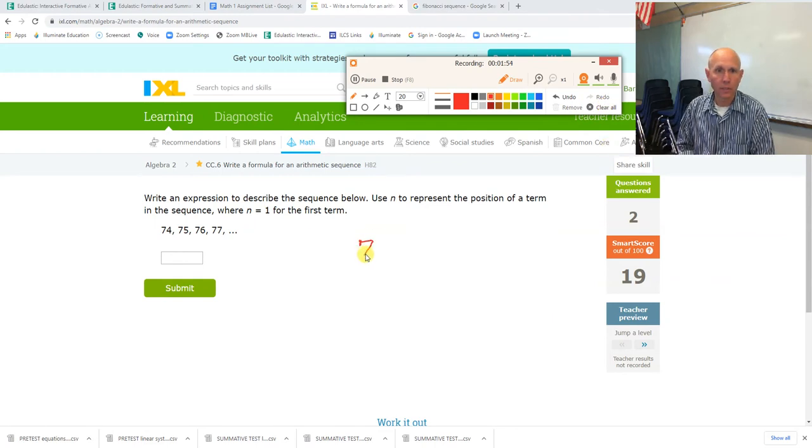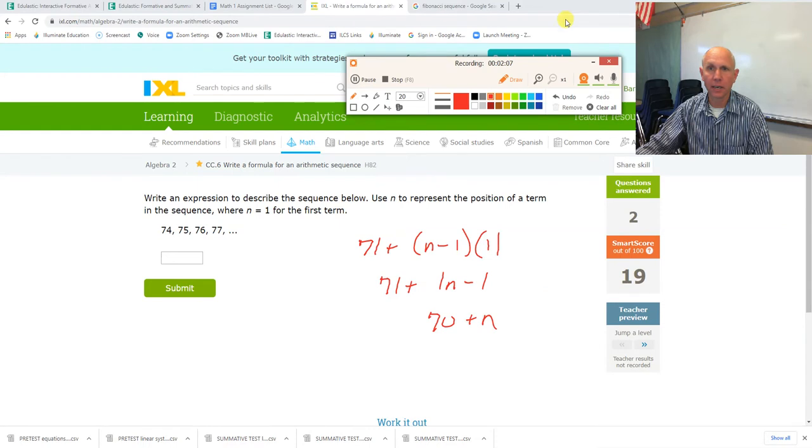Those are going to cancel, so it's just going to be a 5n. Value of the first term, 71. N minus 1, the difference here is 1, so 71 plus 1n minus 1, or 70 plus n, or n plus 70, depending on how you want to write it.